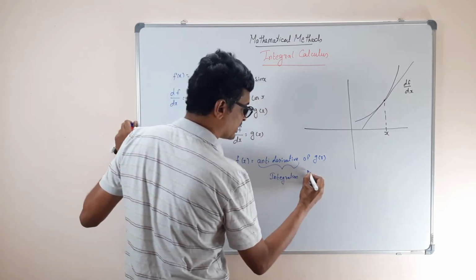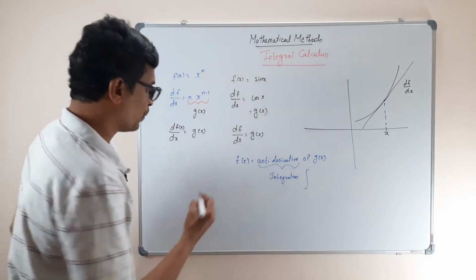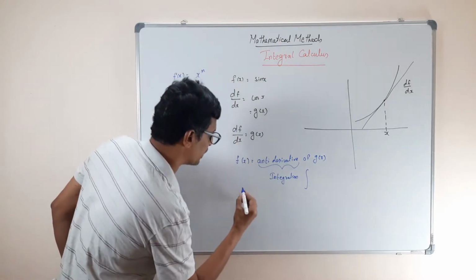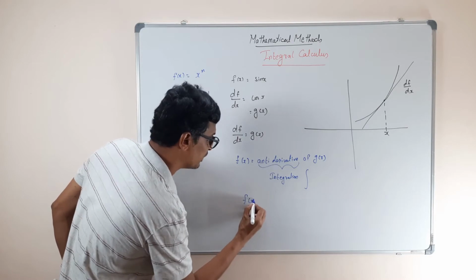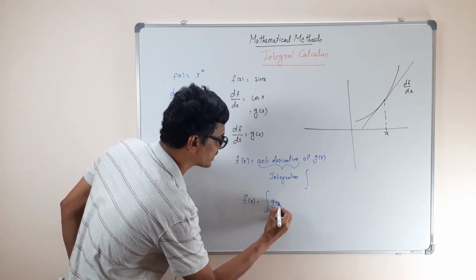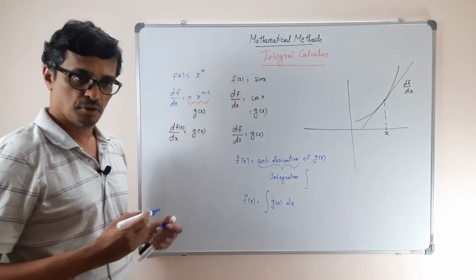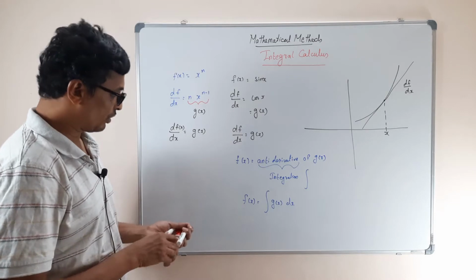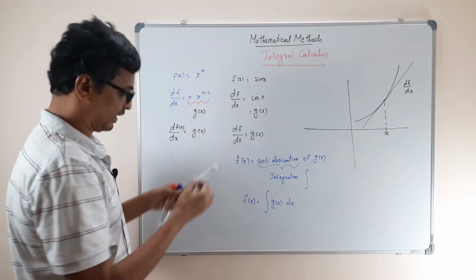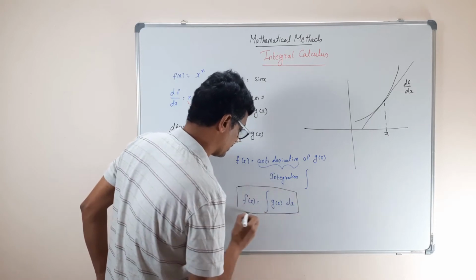And the symbol is like this. From here, your f of x will be the integration of g of x over dx. So this is the representation of integration. This is what you call integration.